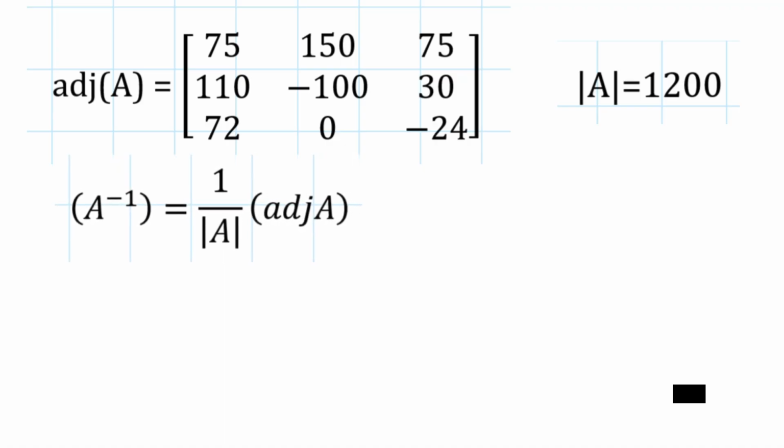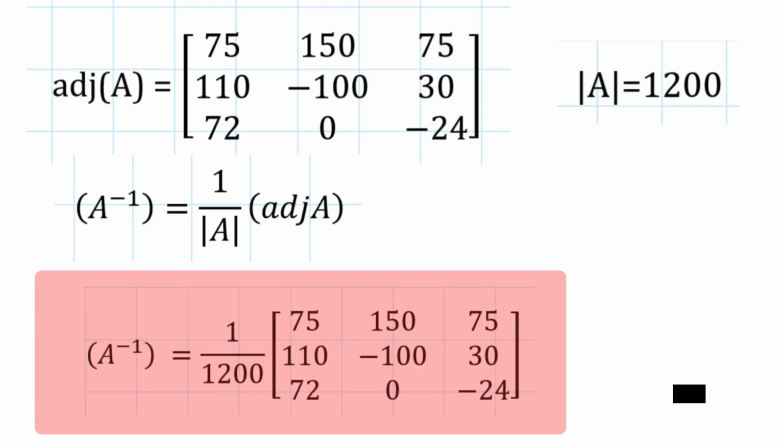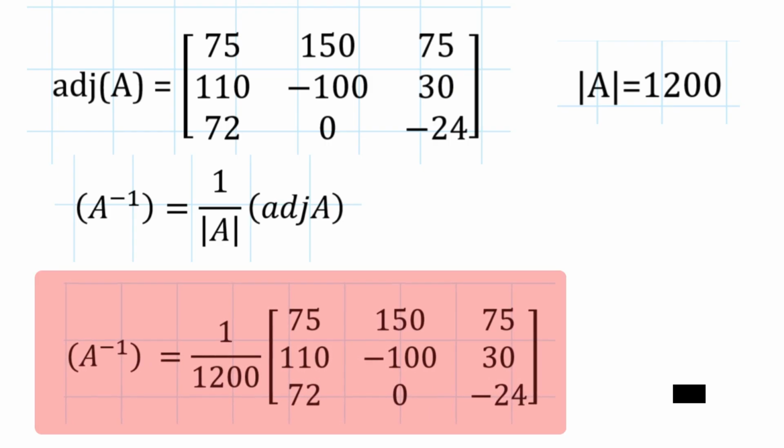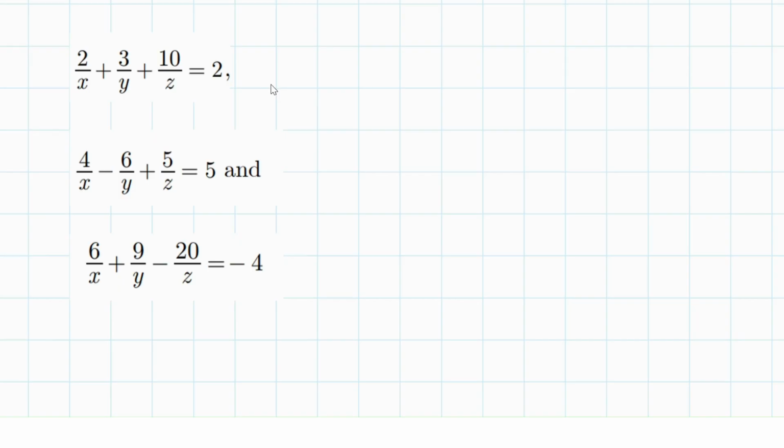Now, once we have found adjoint A, next is to find A inverse. And what is A inverse? It is 1 over A determinant into adjoint A. So placing the value of A determinant, which is 1200, we get A inverse as this.